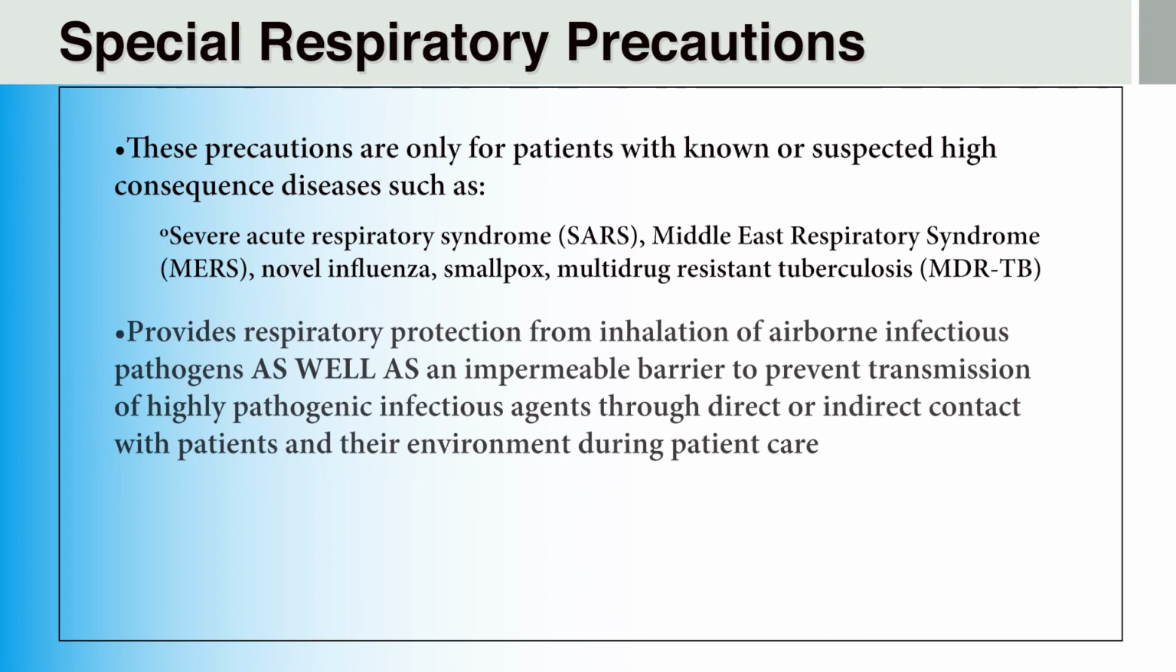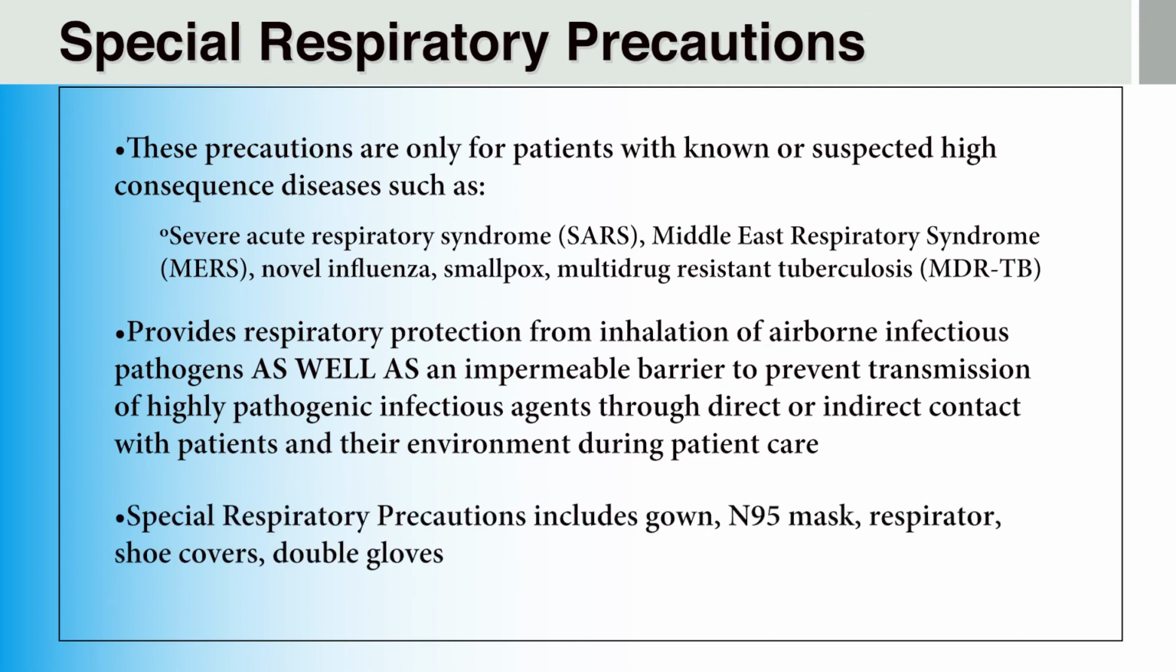These precautions provide respiratory protection from inhalation of airborne infectious pathogens as well as an impermeable barrier to prevent transmission of highly pathogenic infectious agents through direct or indirect contact with patients and their environment during patient care. Special respiratory precautions include the use of gowns, masks, respirators, shoe covers, and double gloves.